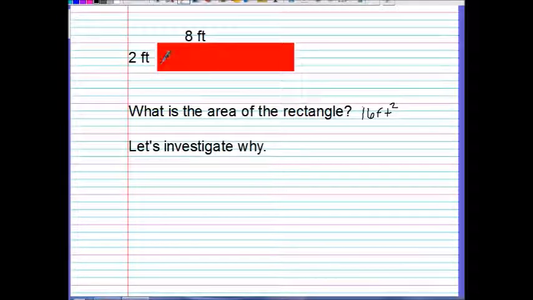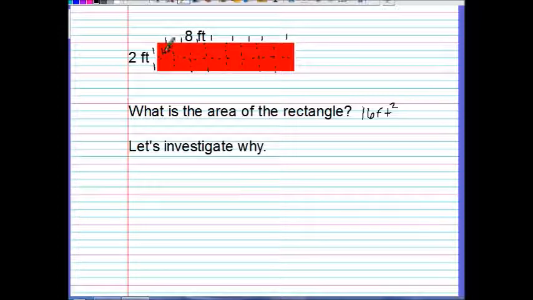2 feet means 1 foot on either side. 8 feet across means that we have 8 units going across. Now, this is 1 unit and 1 unit, and 1 all the way across. So if we think about what each one of these boxes represents, it's 1 foot by 1 foot, whose area is going to be 1 square foot.